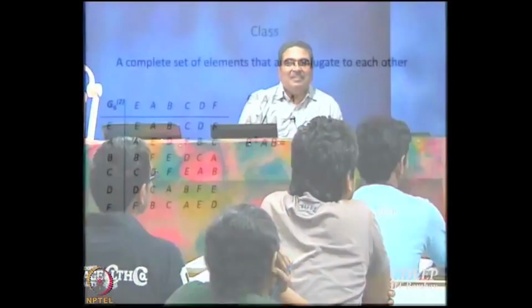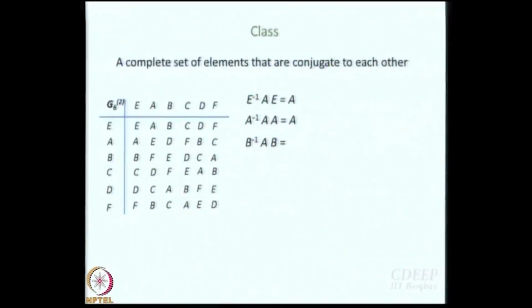B inverse AB, this you have to work out. What is B inverse? B inverse is B. Oh, then it is easy perhaps. And then what is AB or BA? AB will be what? A, B, that is F, and B inverse F is C.